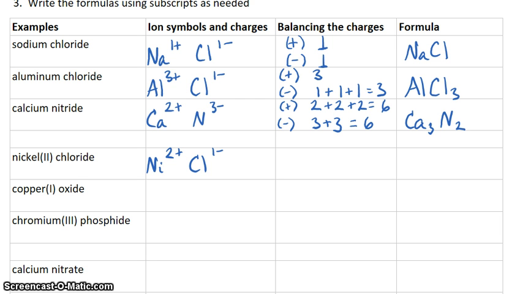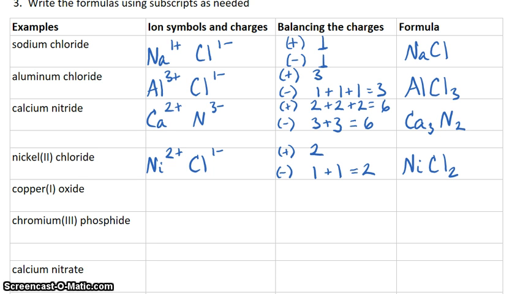And so let's count up the charges. On the positive side, we have the nickel. One ion of the nickel has a charge of 2. And on the negative side, one ion of chloride has a charge of 1. So we'll need to add another chloride ion to make that equal the same amount of charges as the positive side. So our formula should be Ni, there's only one of them, and Cl2, because there's 2 Cl's for every 1 nickel.